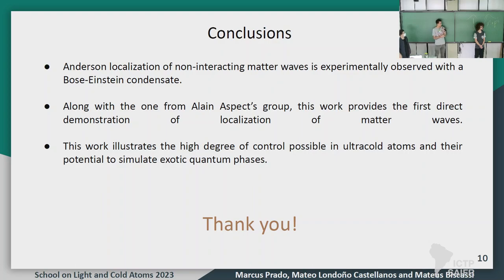So we can say that in this work, Anderson localization is experimentally observed in a Bose-Einstein condensate. Actually, this work was published together with another one from Alain Aspect's group, and they provide the first direct demonstrations of Anderson localization of matter waves. In addition, this work serves as a good illustration that this kind of system with ultra-cold atoms is really good to simulate complex quantum phases.